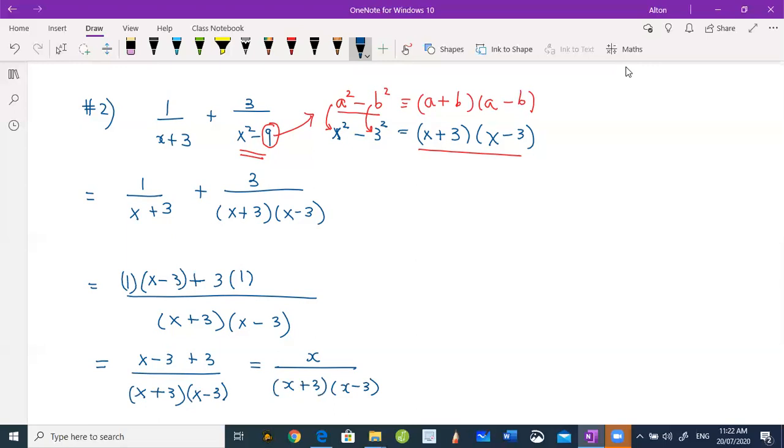Right, so remember what we said about the difference of two squares. The denominator can now be rewritten as x squared minus 9. Let's see which answer gives us that result. Right, I'm looking at answer A.